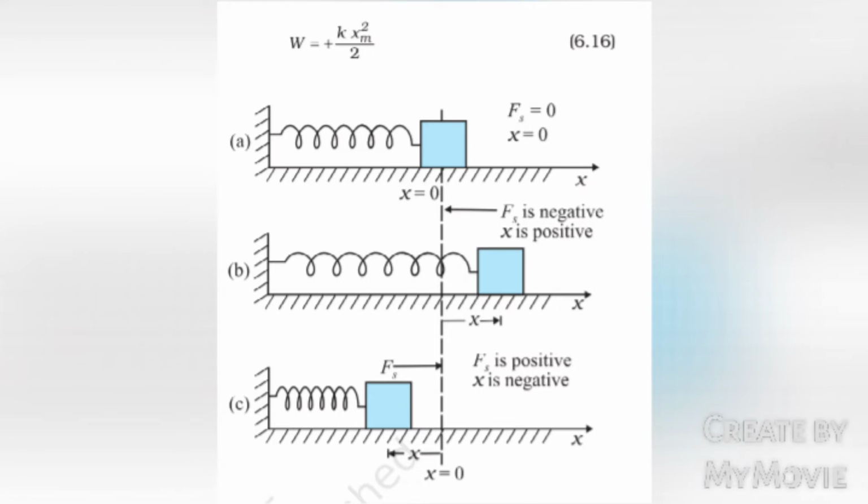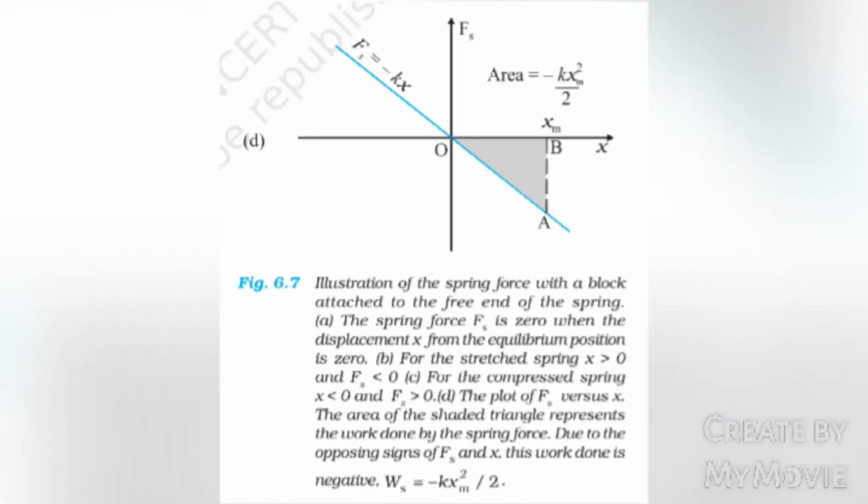Figure 6.7: illustration of the spring force with a block attached to the free end of the spring. A. The spring force Fs is 0 when the displacement x from the equilibrium position is 0. B. For the stretched spring, x greater than 0 and Fs less than 0. C. For the compressed spring, x less than 0 and Fs greater than 0. D. The plot of Fs versus x. The area of the shaded triangle represents the work done by the spring force. Due to the opposing signs of Fs and x, this work done is negative. Ws equals minus k xm square divided by 2.